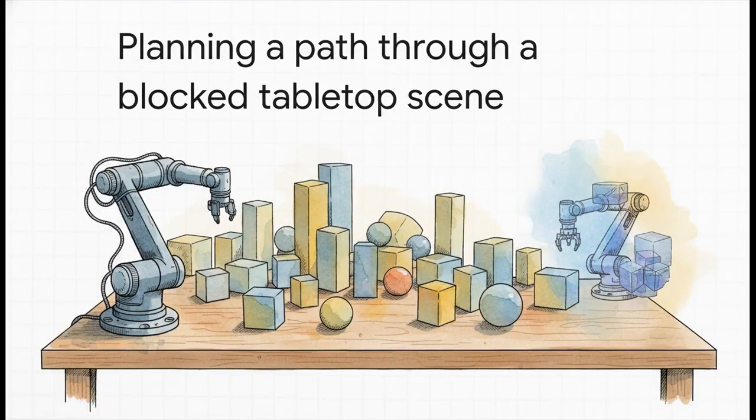And of course, we're not going to lob it a softball. We've set up a pretty tricky scene here, with a bunch of obstacles just scattered on a tabletop. The robot's job is to get from its start position to a goal position without hitting anything. Let's see how it does.